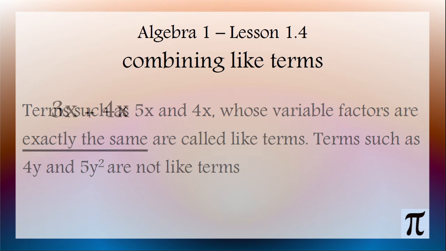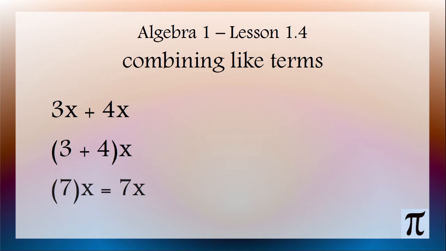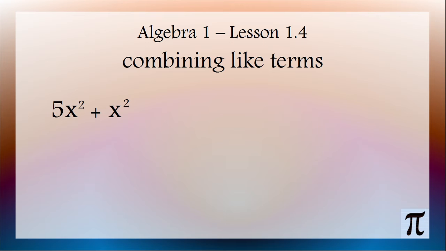Let's take an example of 3x plus 4x. If we were to factor this and pull out the x and say 3 plus 4 times x, it'd be 7x, or just 7x. So when you combine like terms, you end up kind of cutting out the middleman. 3x and 4x are like terms, so they can be combined, and you can skip right ahead to the answer, which is 7x. Here's a different example, 5x squared plus x squared.